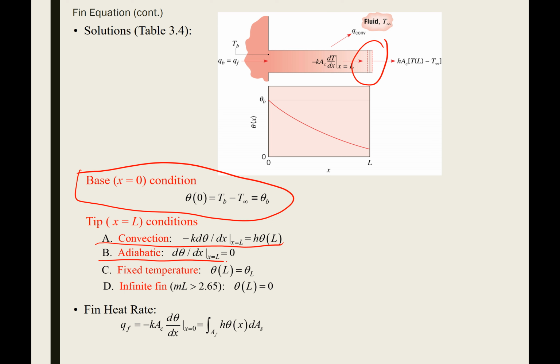So here's the tip. You can assume that you're also convecting from that tip. You can assume that the tip is adiabatic, which means that dT/dx is equal to 0; it could be insulated at the end. You could assume that it has a fixed temperature at the end. Or you could assume that it's infinitely long, and eventually your reduced temperature is equal to 0, which just means the tip of this thing equals ambient temperature because it's so long. So there are 4 different conditions, and when you solve that equation under these 4 conditions, you get 4 different solutions.